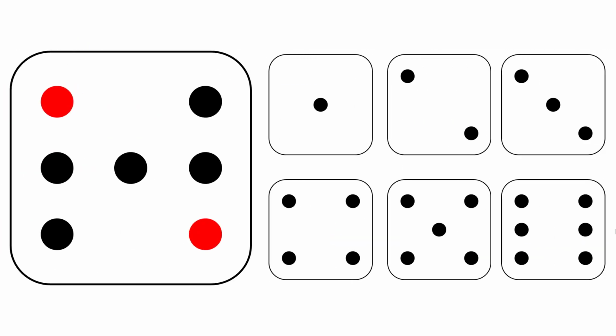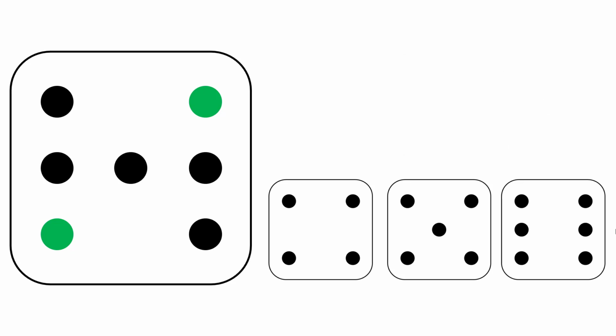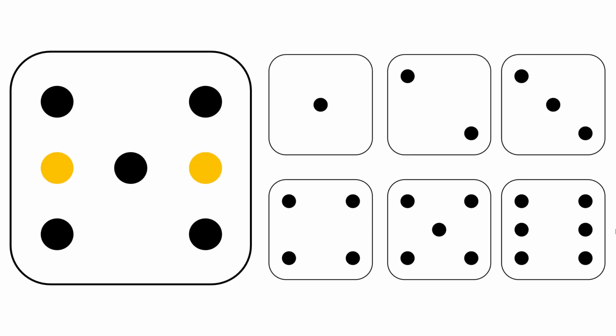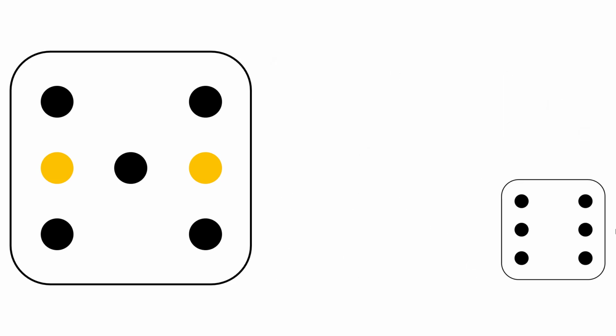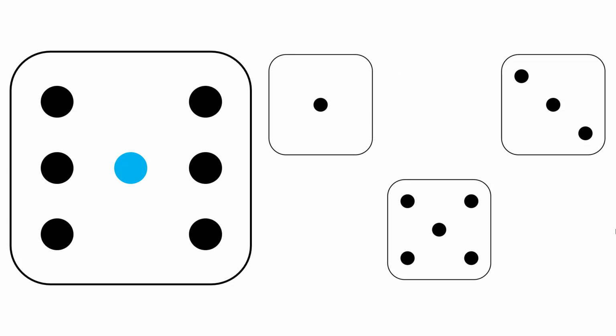The upper left and lower right positions are common between numbers 2, 3, 4, 5, 6. The upper right and lower left positions are common between numbers 4, 5, 6. The middle right and middle left positions appear only with number 6. The middle center position is common between numbers 1, 3, 5.